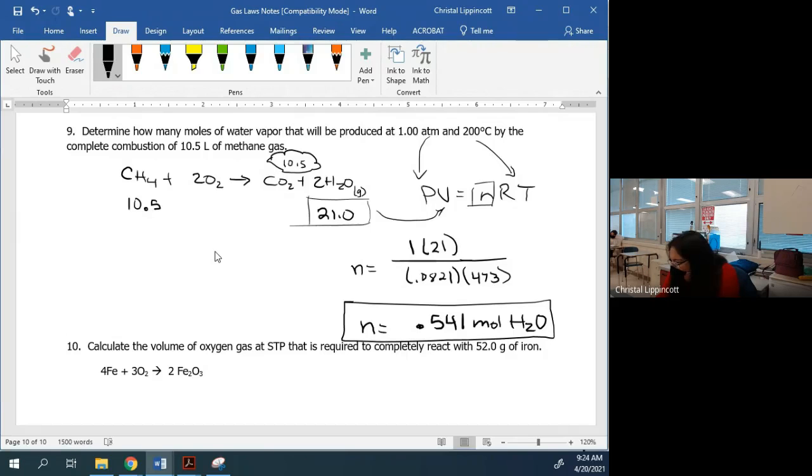All right, so this one you're going to start out with your grams of iron. You're going to convert that into moles, and you'll do a mole-to-mole conversion over into oxygen, and then you use your PV equals nRT to figure out the volume.